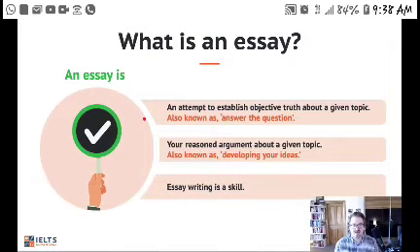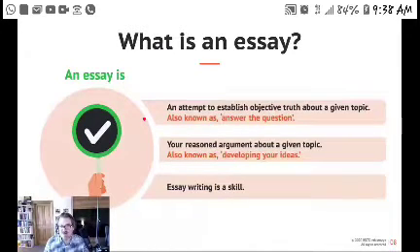Essay writing is a skill. Like any skill, if you want to improve that skill, you need a coach who knows what to do, and then you need to put those skills into practice, and you need feedback. And that is what we're going to do in this course. We're going to show you what works, help you practice what works, and then give you feedback on whether you're doing that correctly or not.